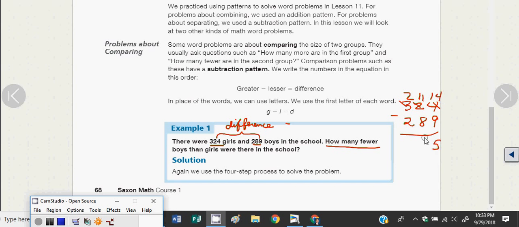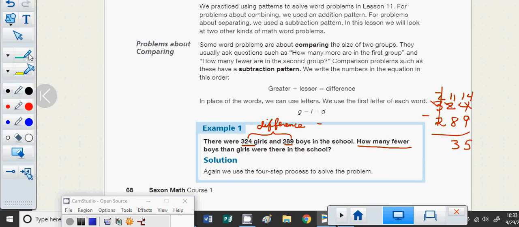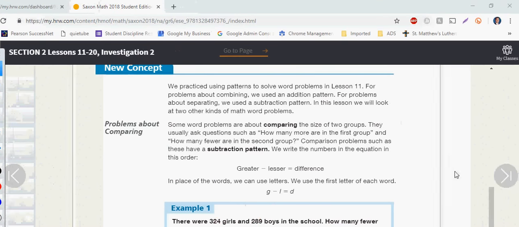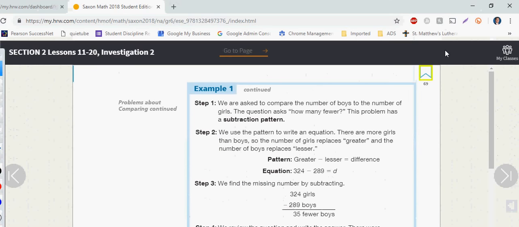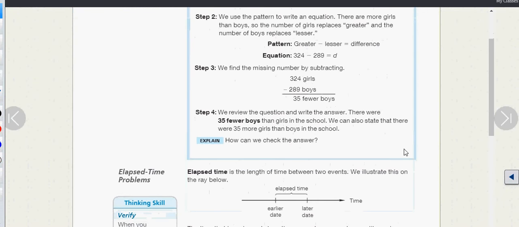Looks like we end up with 35 because 2 minus 2 is 0. 35 fewer, we could check that by typing it into a calculator and see that we longhand solved with subtraction correctly. So that's a subtraction pattern for solving when you're comparing two amounts. Check the answer. Looks good.